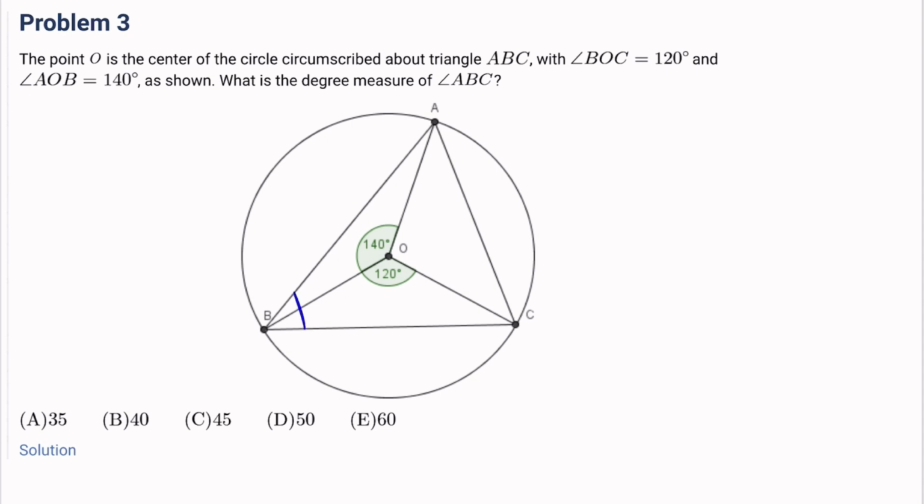And ABC is this one, and we know that angle ABC is half of angle AOC, right? And we know that AOC is 360 minus 140 minus 120, which is 100 degrees, so this must be 50 degrees, so the answer is D.